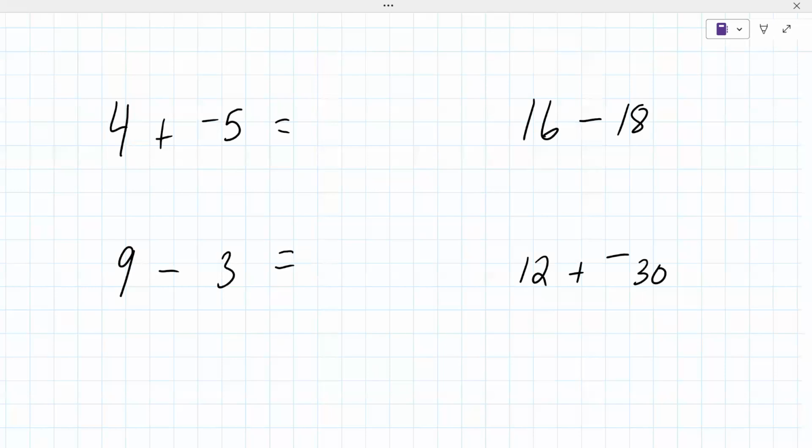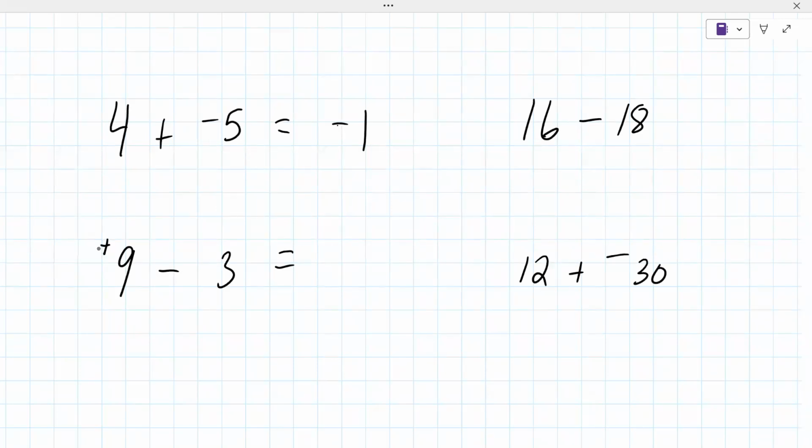Okay, I got an answer for all of them. Give me your answer. For 4 plus -5, I got -1. Good. Keep going. For the second one, -9 plus 3, I got -6. Okay, this is +9 though. Why did you think this was negative? Because if there's nothing written, it's plus in front.